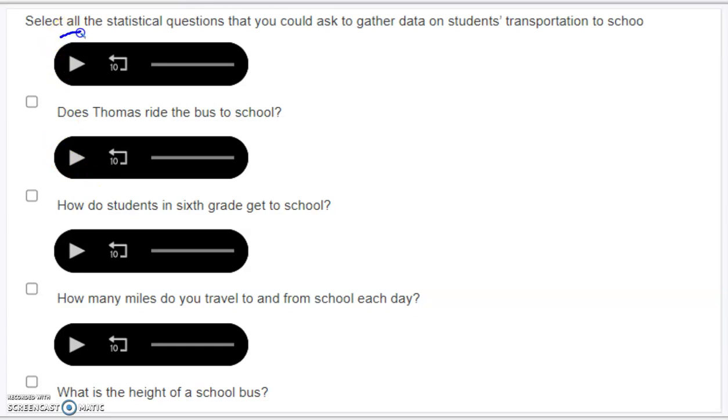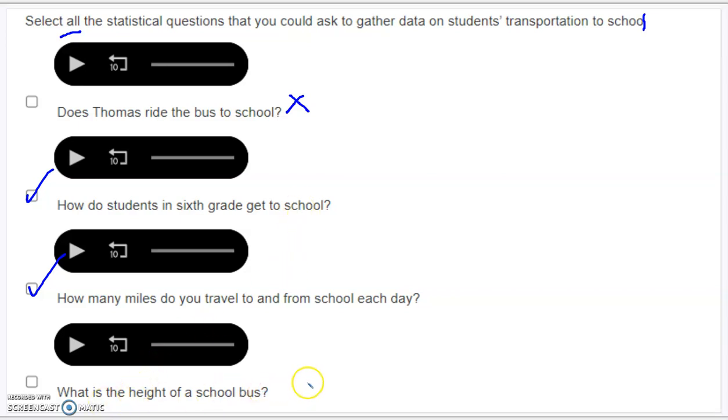Next question says select all the statistical questions you could ask to gather data on students' transportation to school. Does Thomas ride the bus to school? This is not a good statistical question. It's either yes or no. How do students in 6th grade get to school? This is a good one. Now we have many variations, different ways of getting there. How many miles do you travel to and from school each day? Again, not everyone lives the same exact location, so you have different answers.